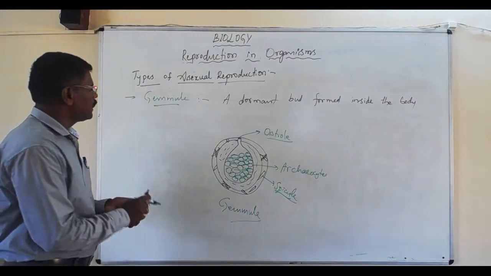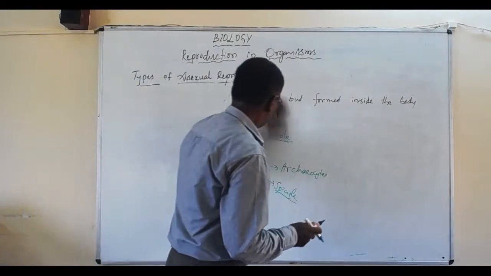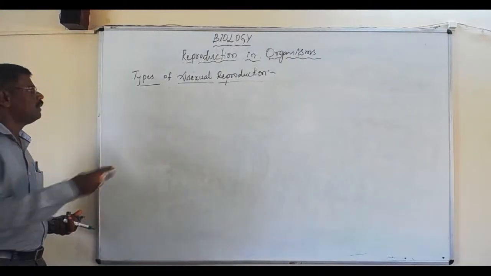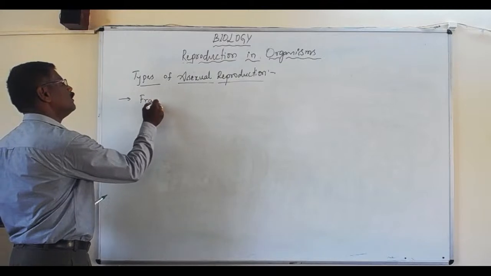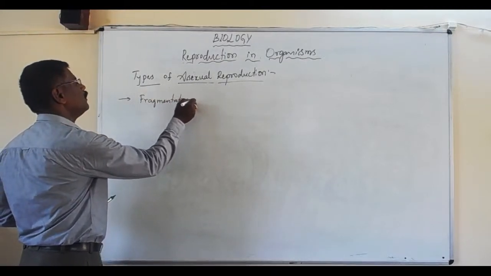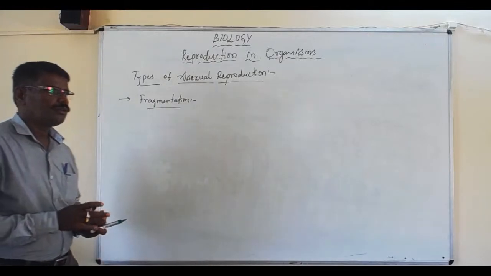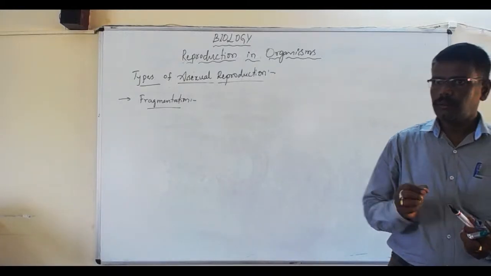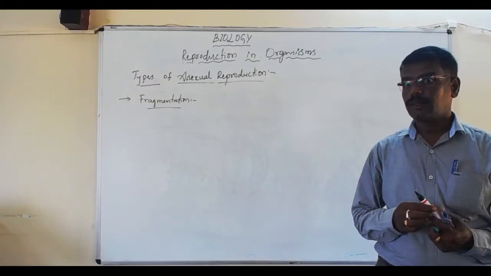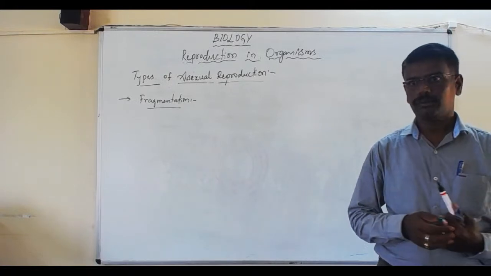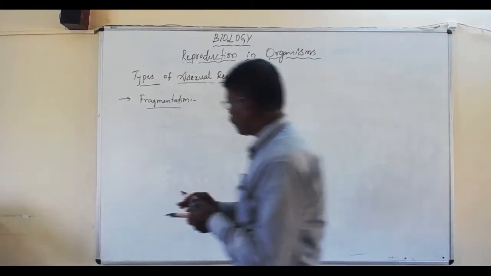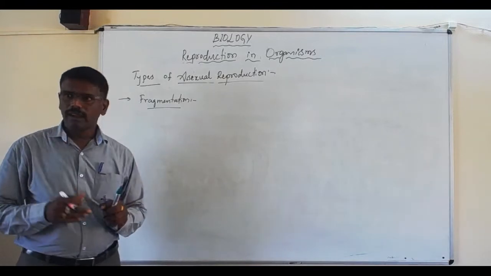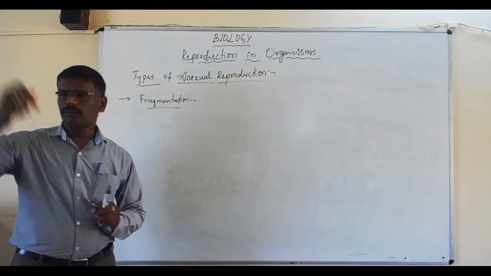Another method is fragmentation. Fragmentation also occurs in fungal members. It also occurs in animals like planaria. That phenomenon in planaria is what we call regeneration. Fragmentation is, for example, a single organism divided into a number of parts, where each and every part develops as a new individual.